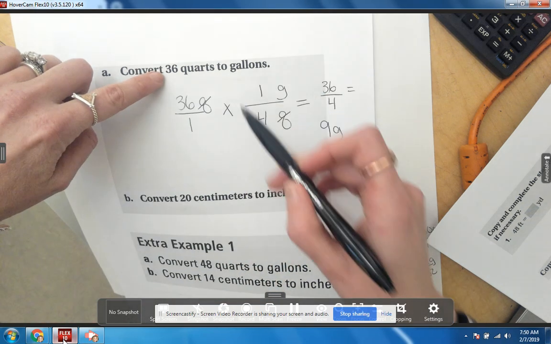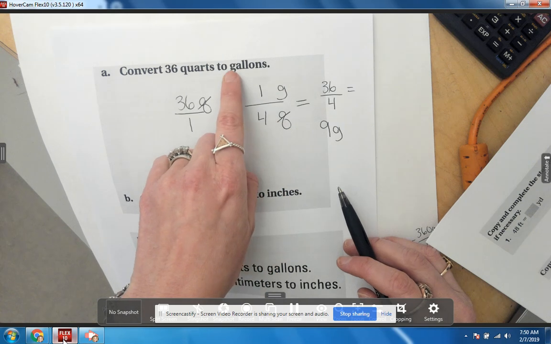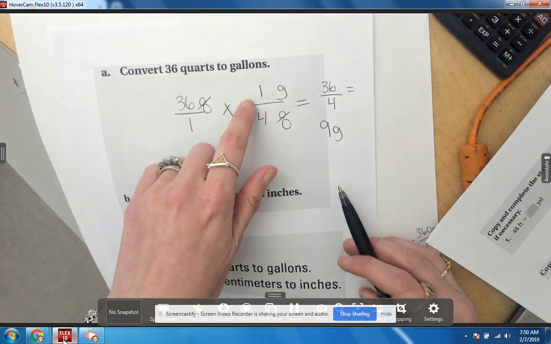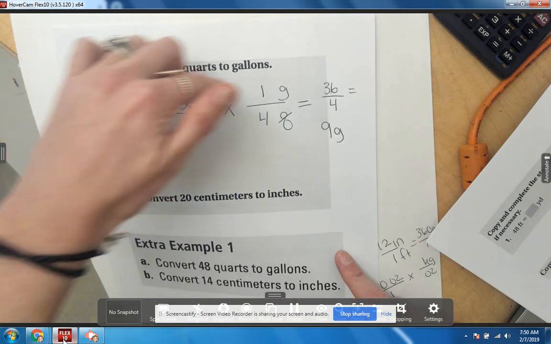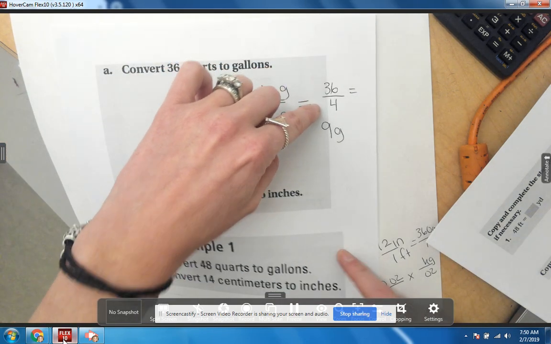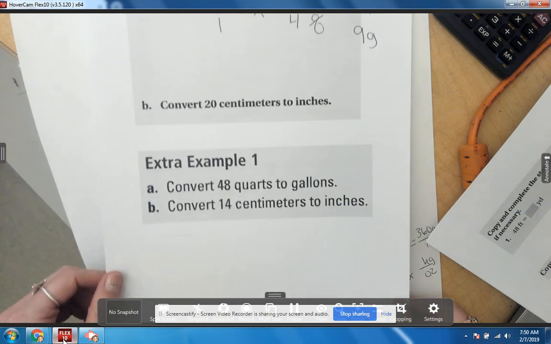So you write the first thing over 1, put that label on the bottom. You want whatever you're trying to turn it into goes on top. Look at the chart for the conversion. So I literally just found that right from the chart, copied it in, multiply across, and then in this one, you have to divide. Sometimes you have to do a second step of dividing. Sometimes you don't. Okay, let's try the next one.